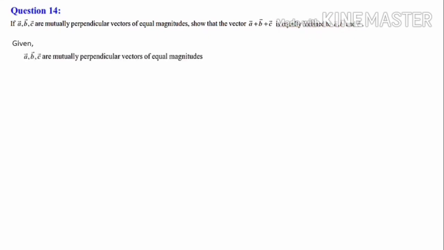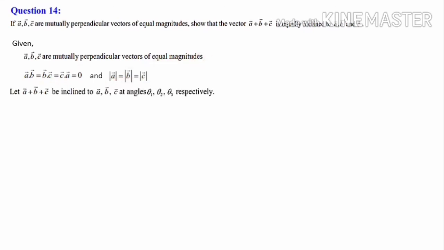Here the given condition is vector A, vector B and vector C are mutually perpendicular vectors of equal magnitudes. In this one line itself there are two conditions. They are mutually perpendicular and their magnitudes are same. Mutually perpendicular in the sense their A dot B and B dot C and C dot A equal to 0. Their dot products is 0. Then equal magnitudes in the sense modulus of A equal to modulus of B is equal to modulus of C.